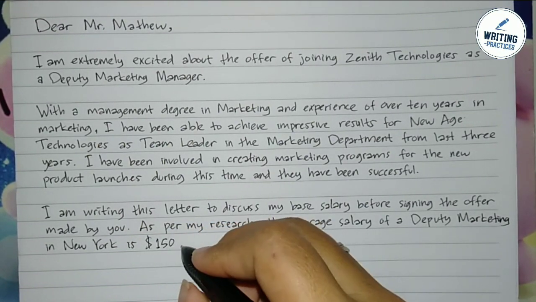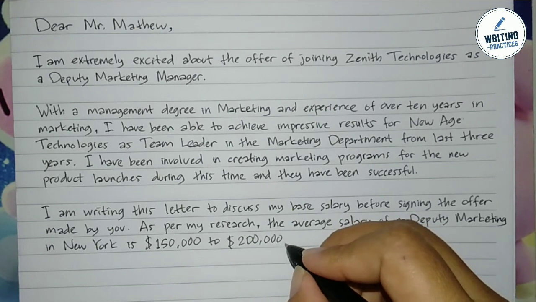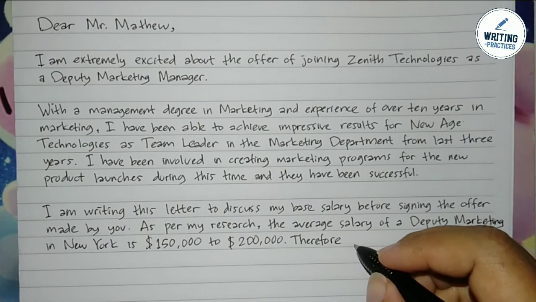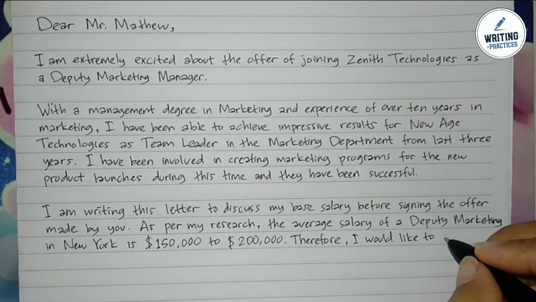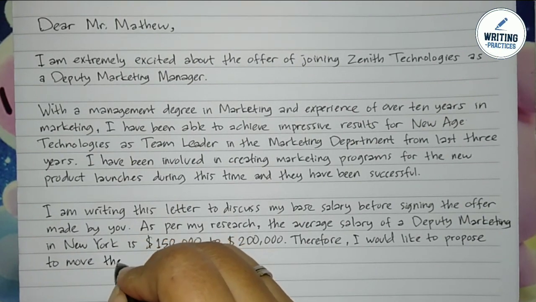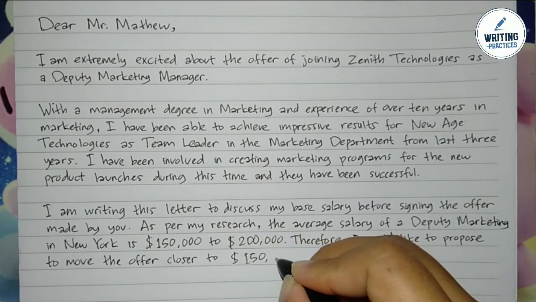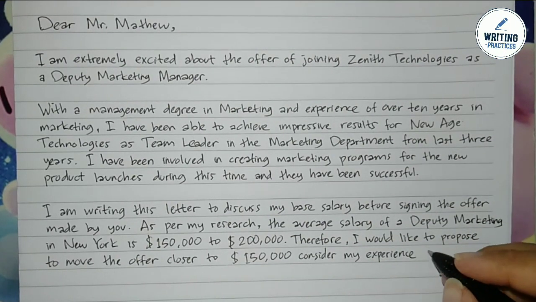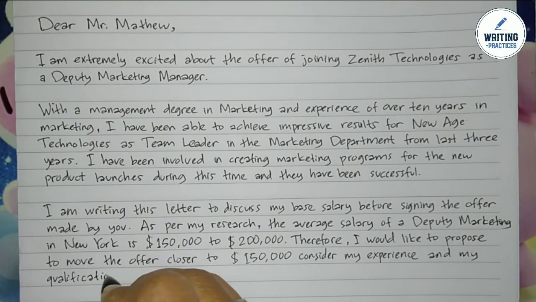In this example, the average salary for deputy marketing in New York is between $150,000 and $200,000. After mentioning this average salary, you can then finally ask for your salary to be increased. It is highly recommended to ask for the minimum amount based on the average. If you ask for the maximum one, I myself would kick you from my company, he. And remind the recipient again that you have the experience and qualification which match the salary amount you asked for.